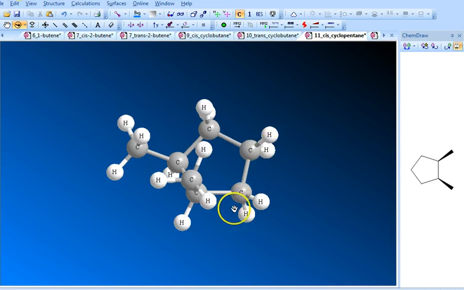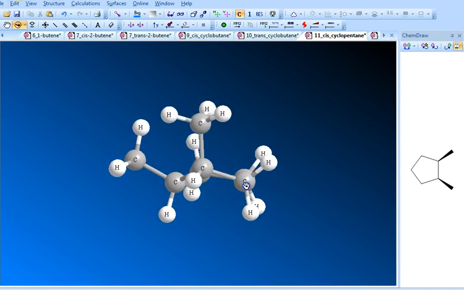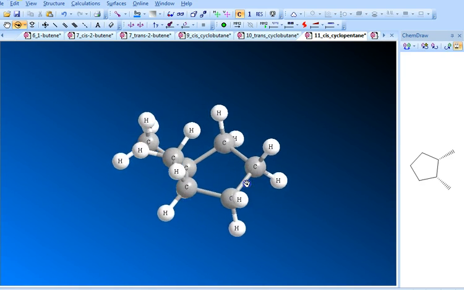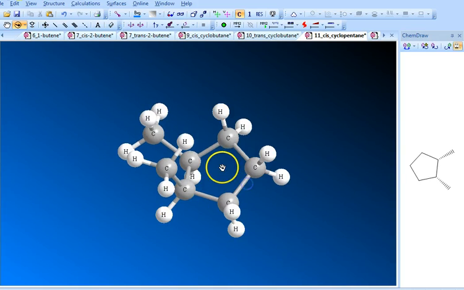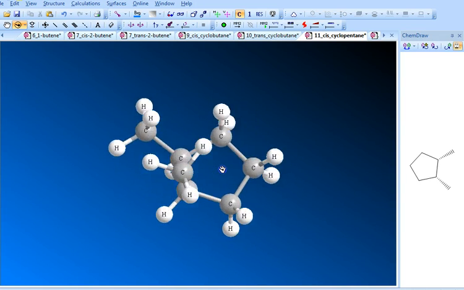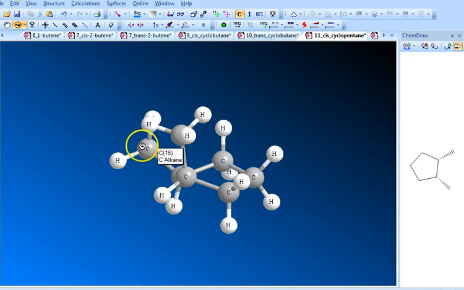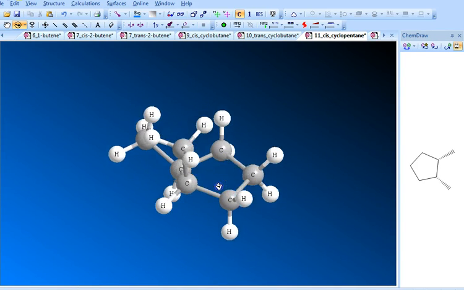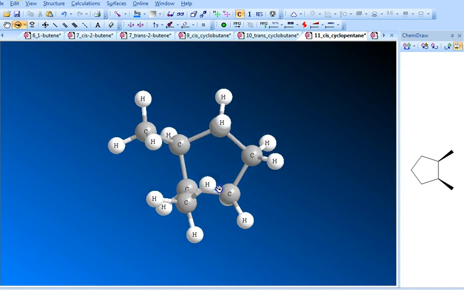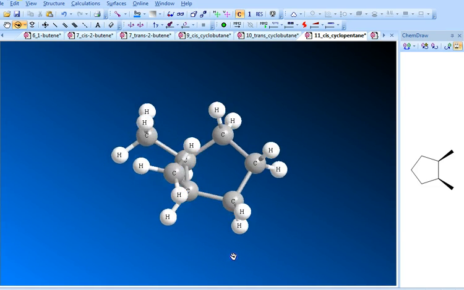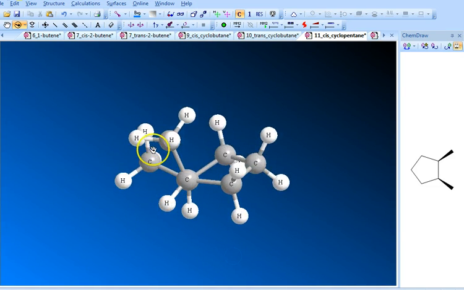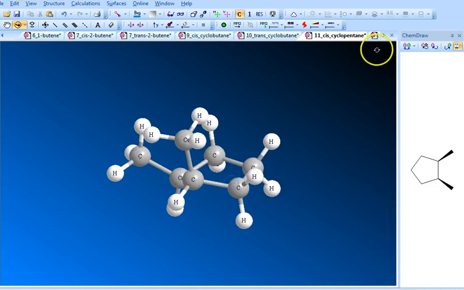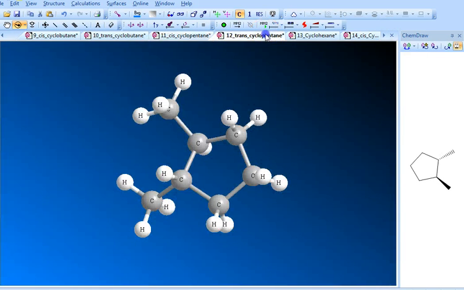You can see that these hydrogens are a little eclipsed, and so to avoid the eclipsing of the hydrogens, it becomes a bent structure. So it is a bent cyclopentane ring, and this is a cis-1,2-dimethylcyclopentane, because both the methyl groups are on the same side of the ring. Obviously there is going to be interaction between these two methyl groups, and as a result it is less stable compared with the trans isomer.